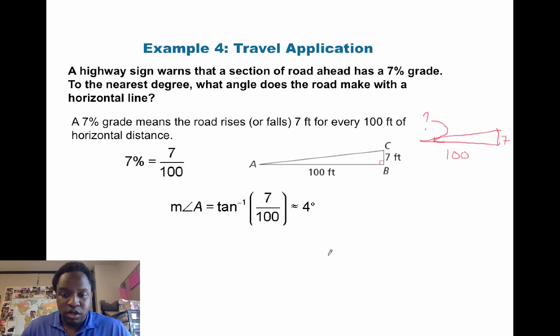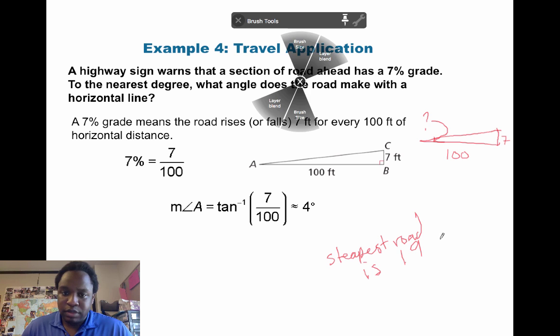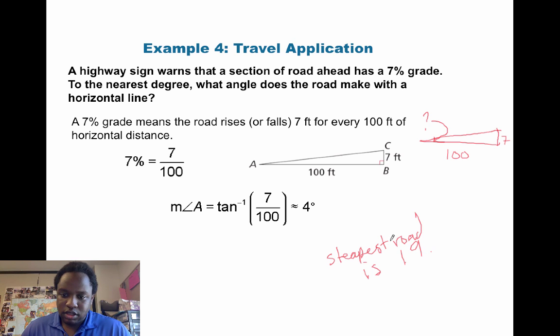So the steepest road in the world is 19.3 degrees steep.